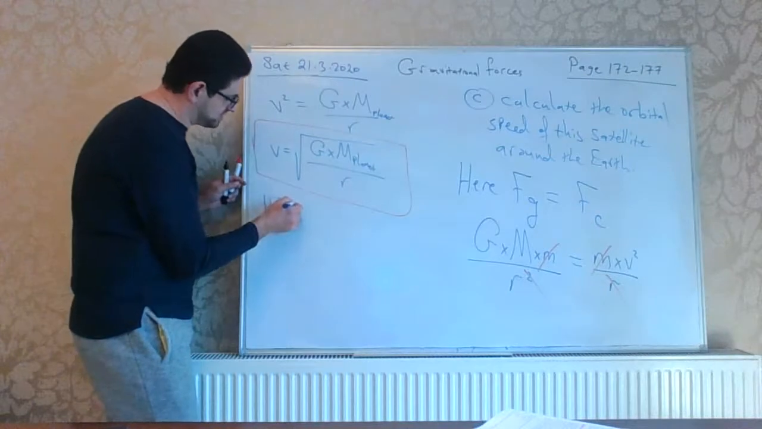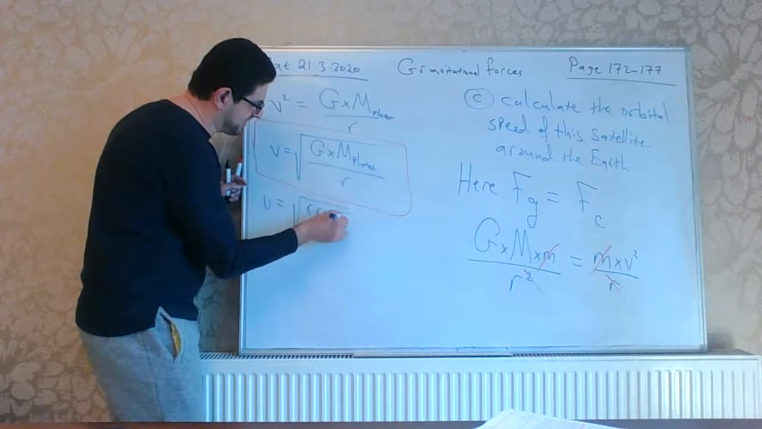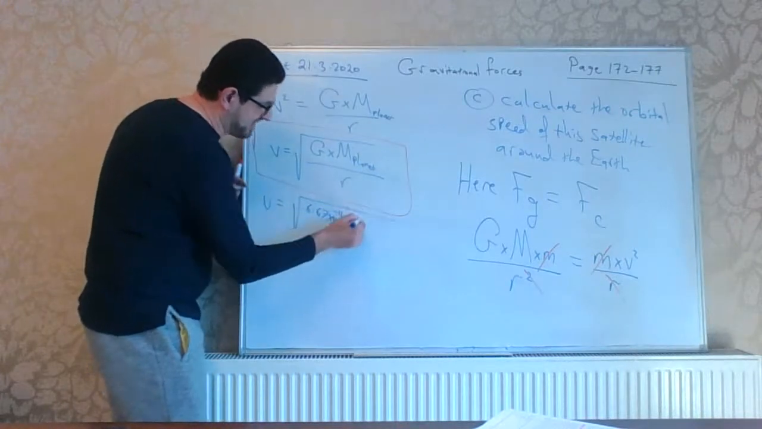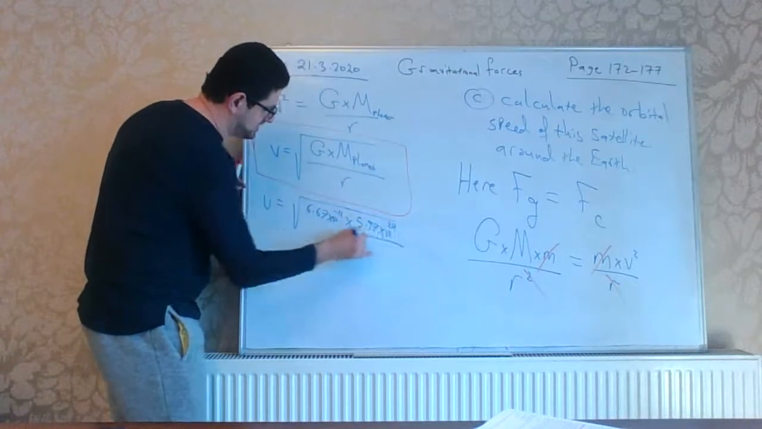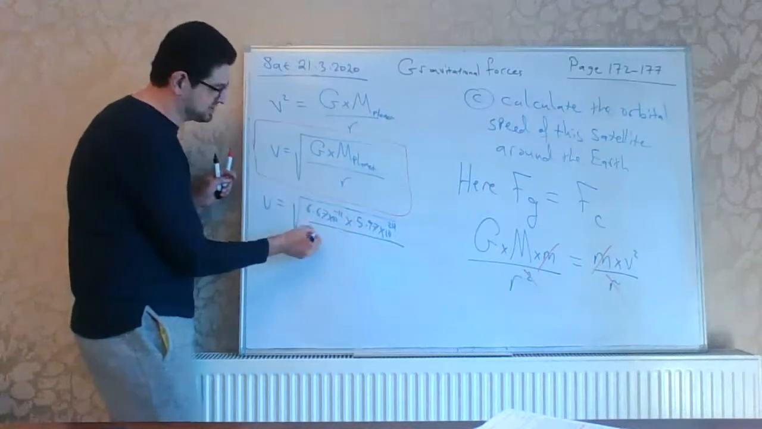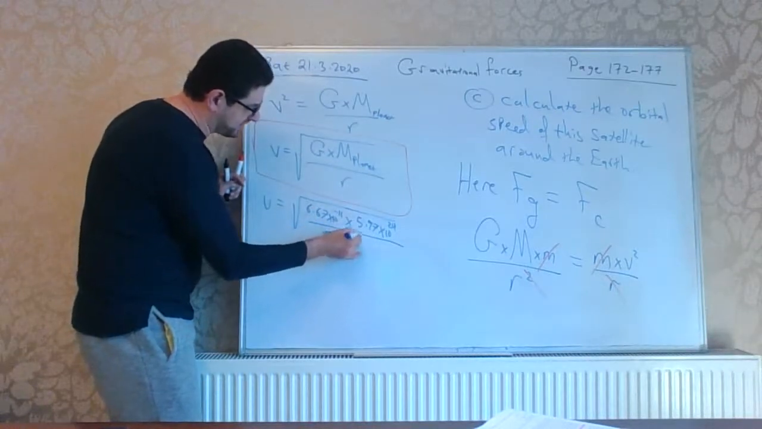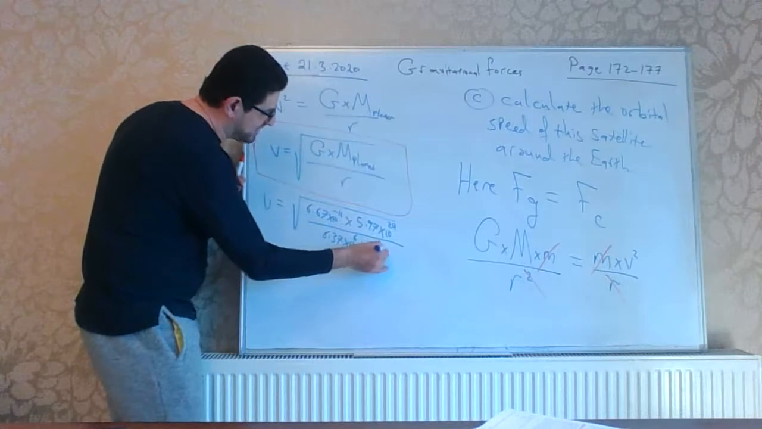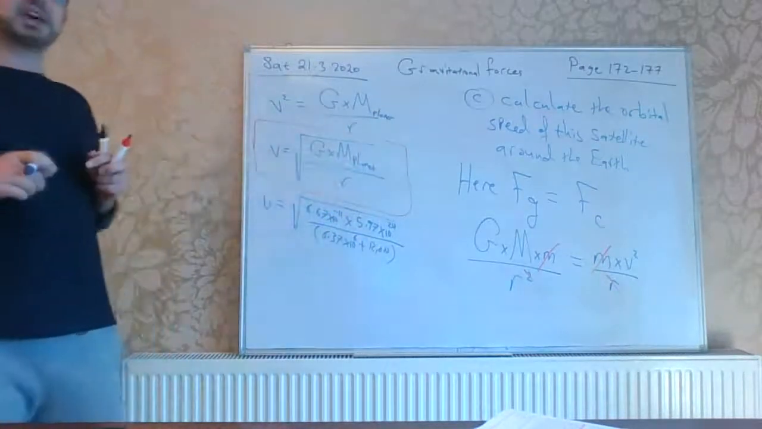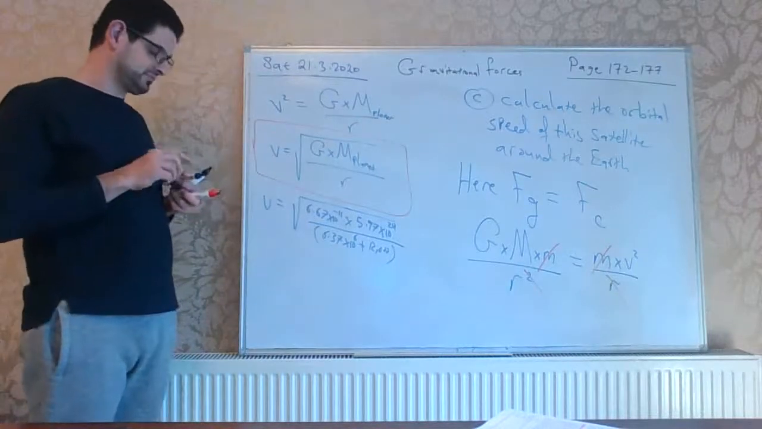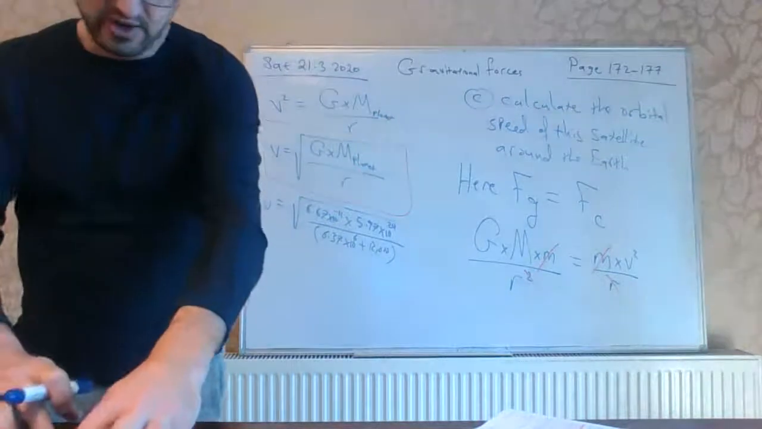So v equals the square root of 6.67 times 10 to the power of negative 11 times the mass of Earth, 5.97 times 10 to the power of 24, divided by the radius, which is the whole distance, 6.37 times 10 to the power of 6 plus 12 thousand, and there is no square here because it cancels out. Do the calculation for me.